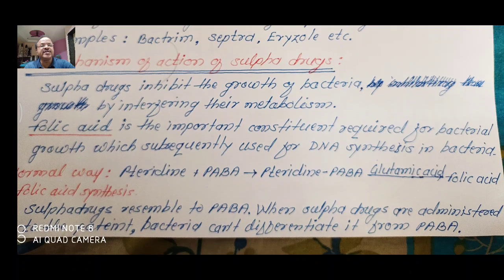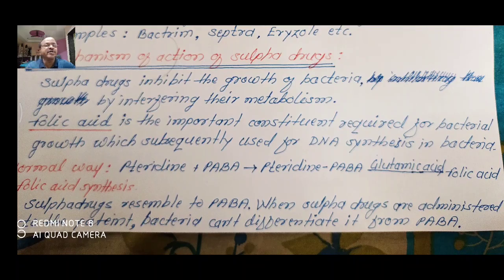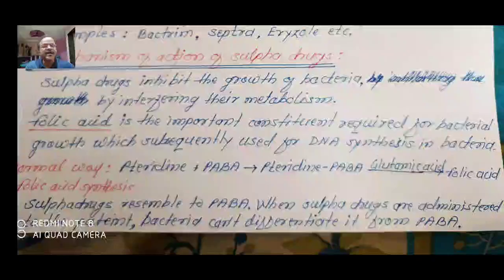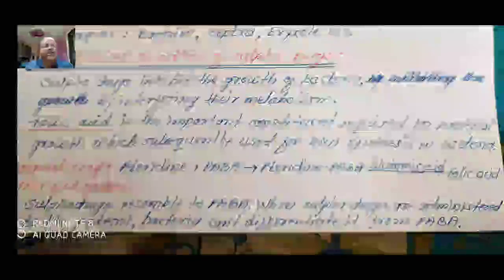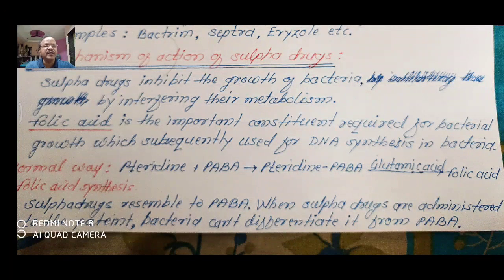Folic acid is the important constituent required for bacterial growth, which is subsequently used for DNA synthesis in bacteria. So whatever DNA synthesis occurs in bacteria requires folic acid. Folic acid is the important component required for bacterial growth, and it is ultimately used for DNA synthesis in bacteria.